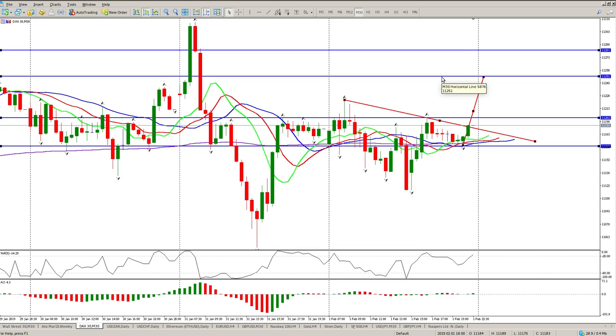So firstly, it'll be 11,250 and then 11,280. Those are my upside levels at the moment. Let's have a quick look at what's happening on the futures market now. It's flat, up 1.6 pips at the moment. So 11,187, pretty close to where we closed.